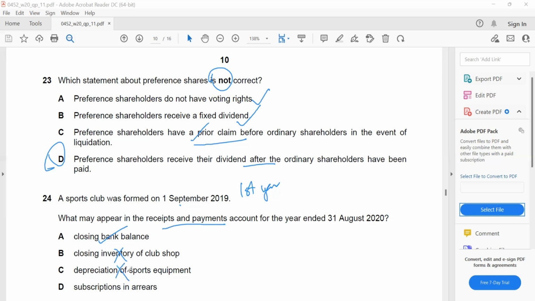Depreciation is non-cash. It only appears in the income and expenditure account. Subscription in arrears will appear in the statement of financial position as a current asset, and also under the income and expenditure account as part of the income for the subscription fee. So the answer should be A.